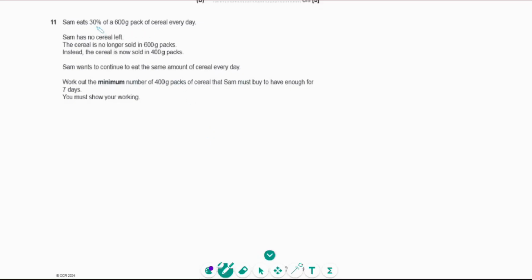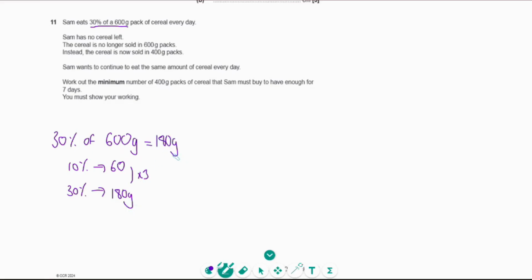Okay, so let's just work out 30% of 600 first to work out how many grams he's actually eating every day. So 10% of 600 is 60. We divide it by 10. 30% is 3 lots of 10%. So we just times this by 3. So it's 180 grams. So Sam eats 180 grams of cereal every day.